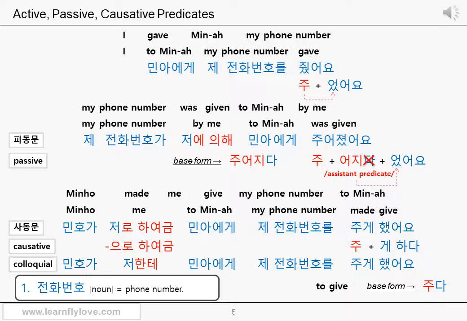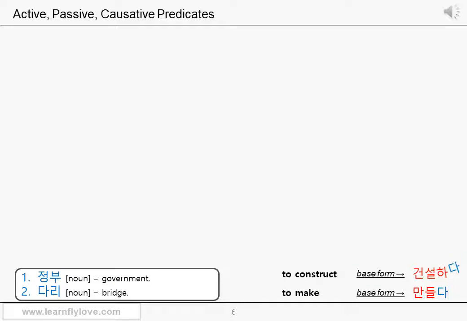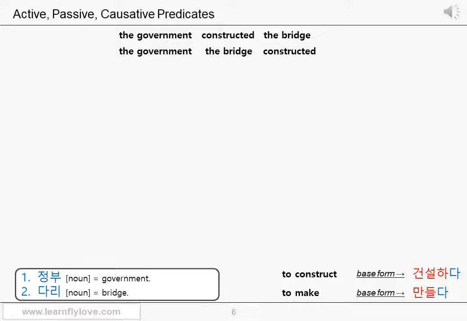Okay? Let's learn about the verb 건설하다. 건설하다, which means to construct or to build. Let's take a look at the English sentence first. The government constructed the bridge or built the bridge. Let's rearrange the words. The government, the bridge, constructed. It's a simple active sentence. The government is 정부. 정부 in Korean. Let's add a subject particle, 가.